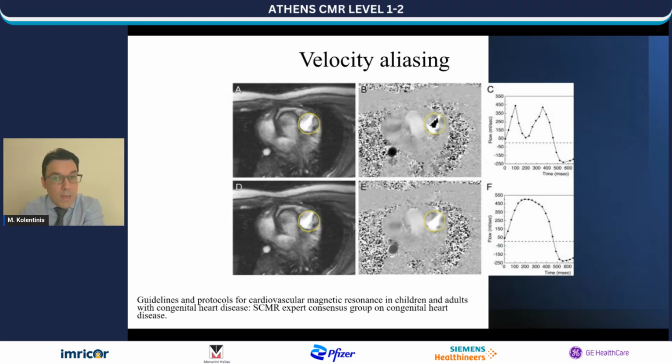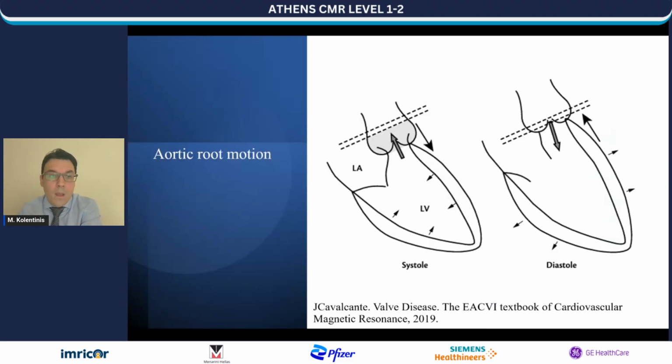There are a few caveats that we have to be careful of. First of all is the velocity aliasing. It's the same principle that applies in echo. We have to be very close to the true velocity in order to have good flow charts. Otherwise, it should look like this one, which is obviously wrong. Also, we have through-plane motion. This is especially important when we're trying to calculate aortic regurgitation because it can miscalculate the severity.